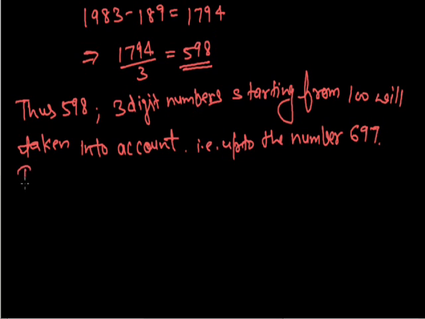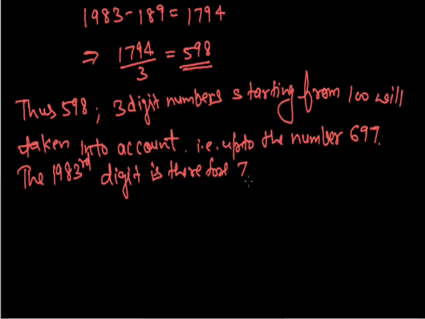The 1983rd digit is therefore 7. That is, the last digit of number 697 is 7. So the 1983rd digit of the number will be 7. That is, Q is equal to 7.